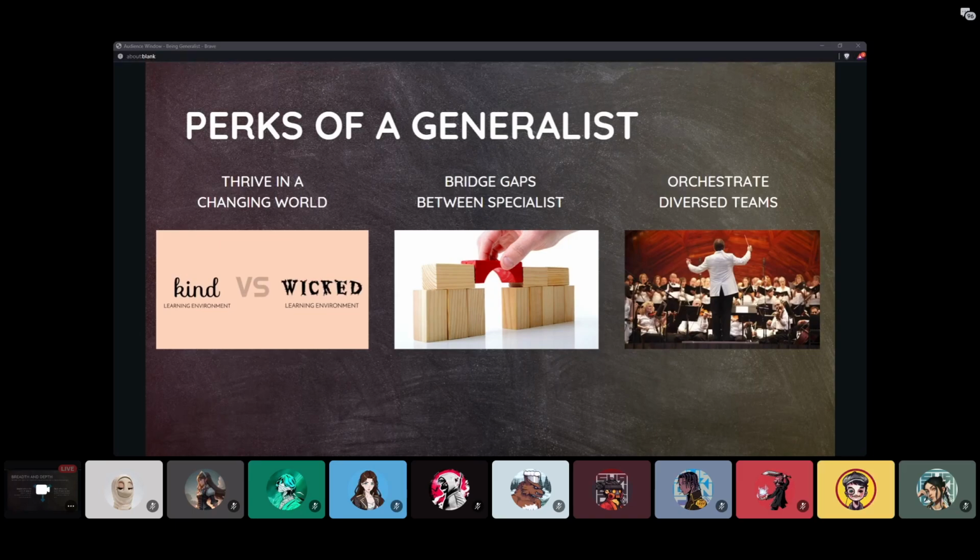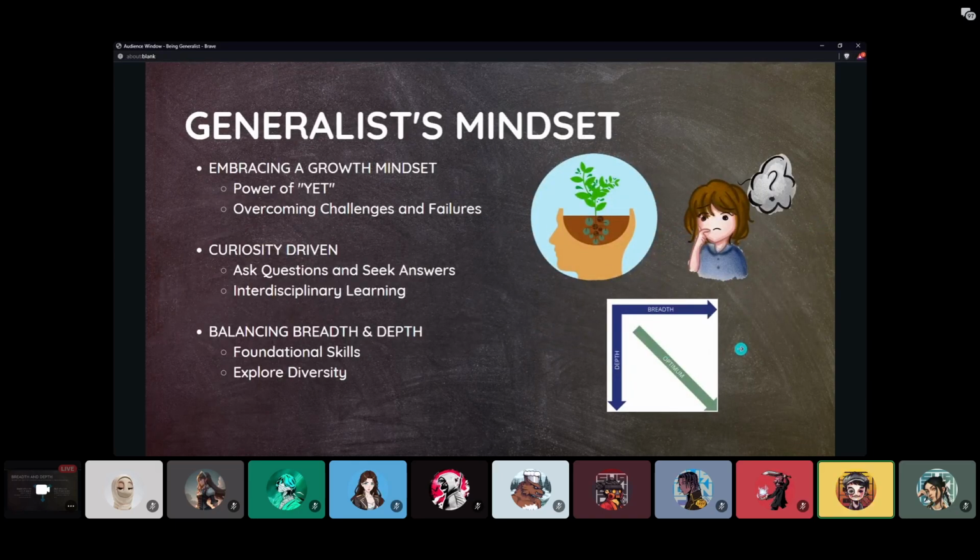So as a generalist, you will be able to lead them and connect with them, because they might be different, each specialists in their own field. As a generalist, you have to link them and create maybe a product or services in Web3. And for the next slide, the mindset of a generalist.